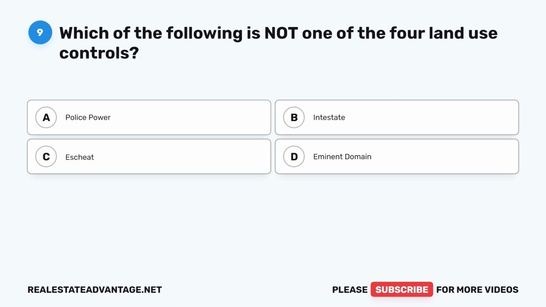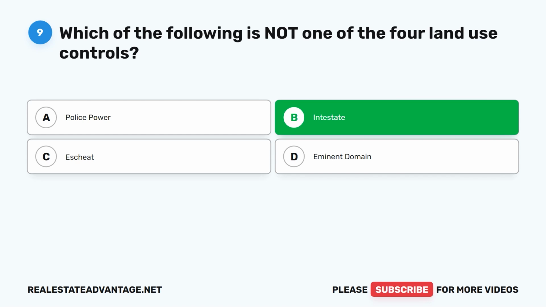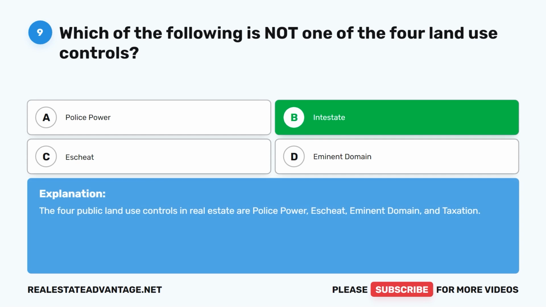Question 9. Which of the following is not one of the four land use controls? A. Police power. B. Intestate. C. Escheat. D. Eminent domain. The correct answer is B. Intestate. The four public land use controls in real estate are police power, escheat, eminent domain, and taxation.